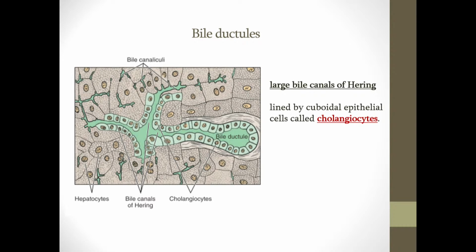And bile ductules, at first they are very small, then form larger canals, and finally form the really large bile duct. These bile ducts are lined by cuboidal epithelial cells, and these cells have such a name: they are cholangiocytes.